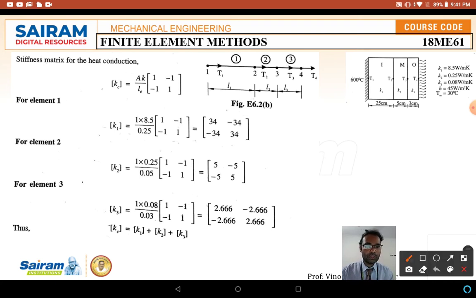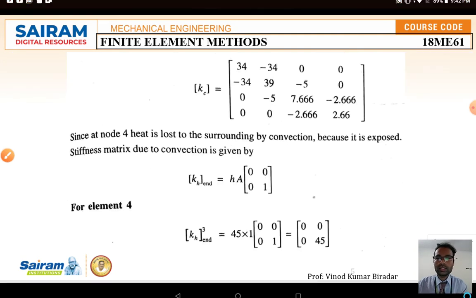If you assume this as a node of the first element, the nodes are 1 2, this is 2 3, this is 3 4, so you get 4 into 4 according to the node number. You have to build a stiffness matrix, that is K is equal to K1 plus K2 plus K3. So you have to add according to the node number.